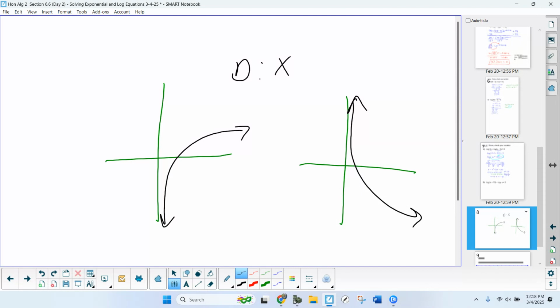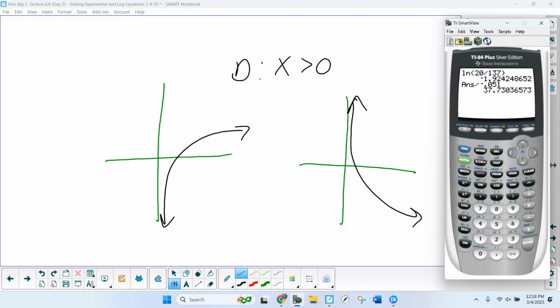X has to be greater than what? 0. Do you guys agree? Has to be greater. Okay. Take your calculator. Do the log of -7. Error. Do the natural log of 0. Error. You cannot take the log of anything less than or equal to 0.